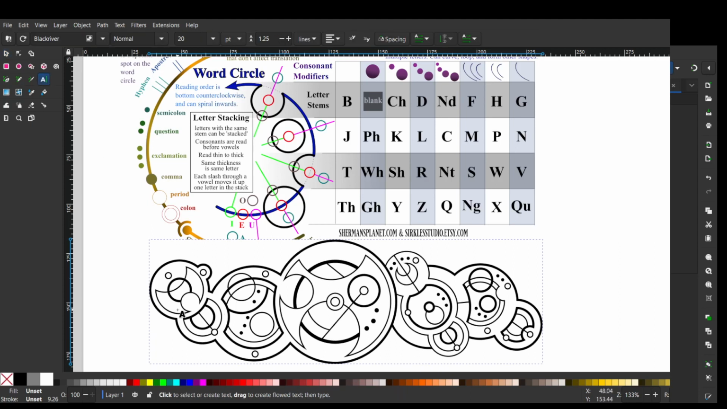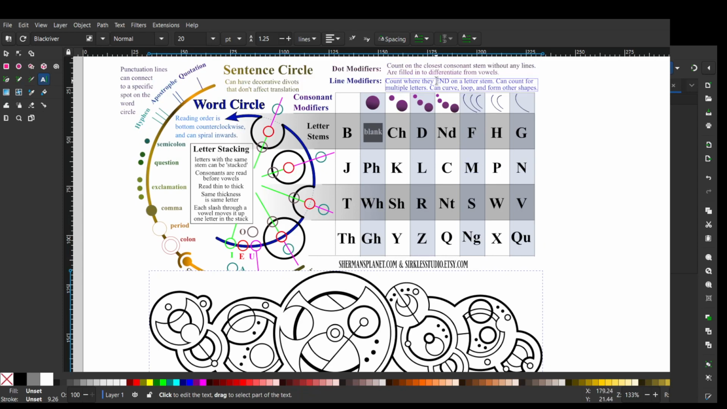Okay, so here's our first word, and this deep divot here matches that deep divot there. So that means our letter's in this row. And then we have to look at what modifiers this has. And to do that, we follow that line and we count all of the lines that end on it. So line modifiers count where they end on a letter stem, and they can curve and loop. So this one loops around and connects up to the same letter twice. So that would be two lines ending on it, making it in this column. So deep divot, 2 lines, that makes it an H.